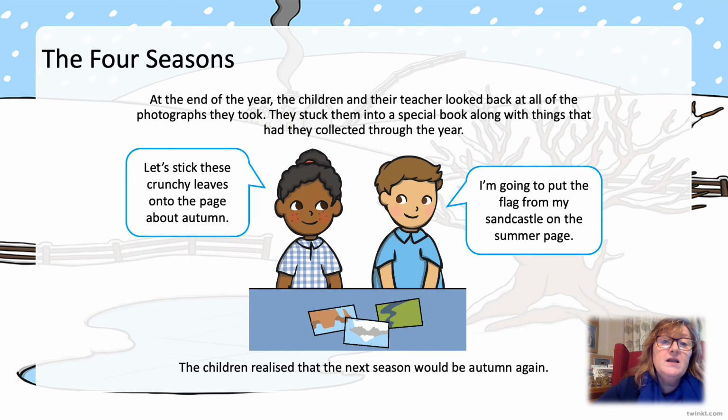The children realised that the next season would be autumn again. So after summer, it's autumn again. That's right, because you have the long summer holidays at home, and then when we come back to school in September, it's autumn again. It's one big circle, isn't it?